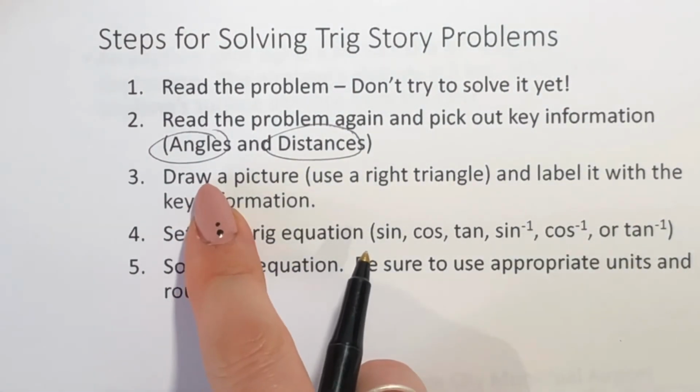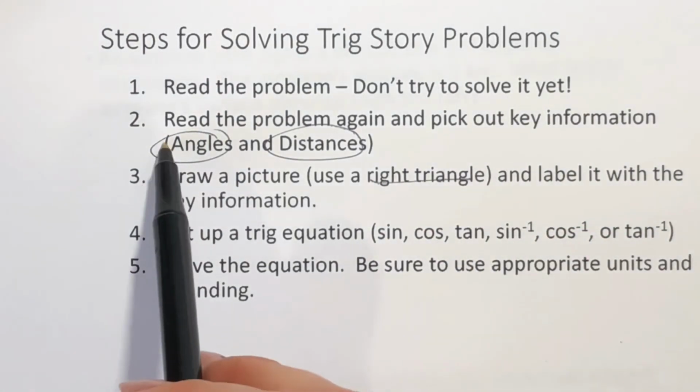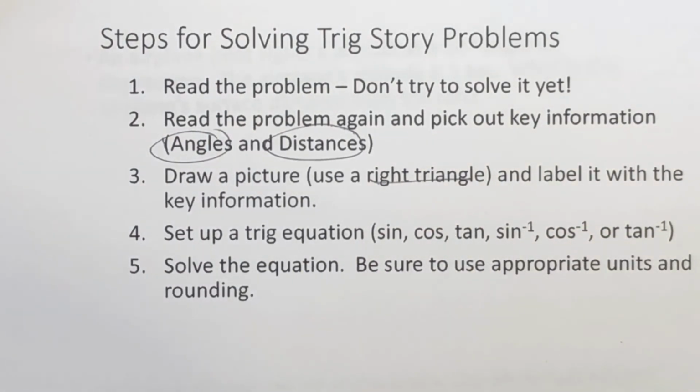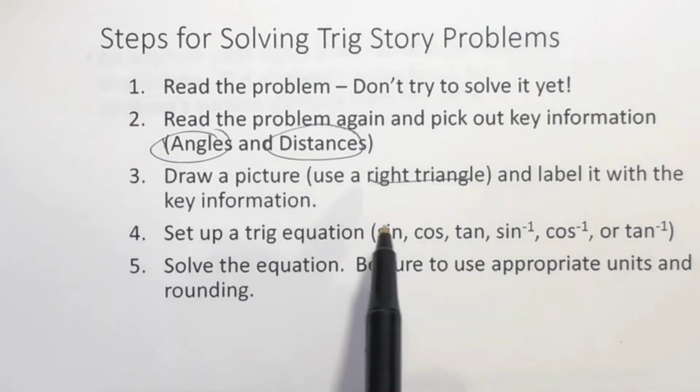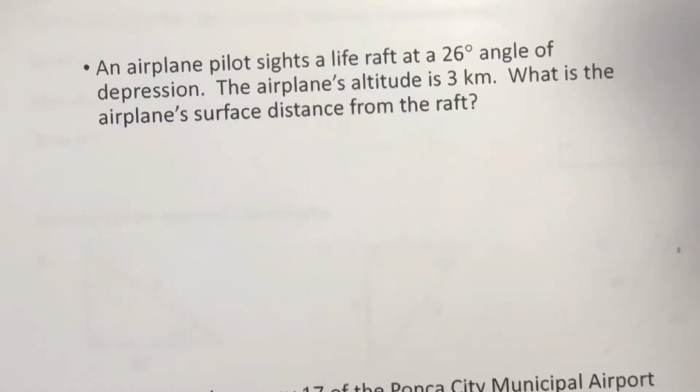I recommend drawing a picture. We're going to be using a right triangle, and we're going to label it with the info, either the angles or the distances they gave us. And then once we have our triangle, we can set up our sides and figure out, am I using sine, cosine, or tangent? And then we can solve. So let's look at some examples.